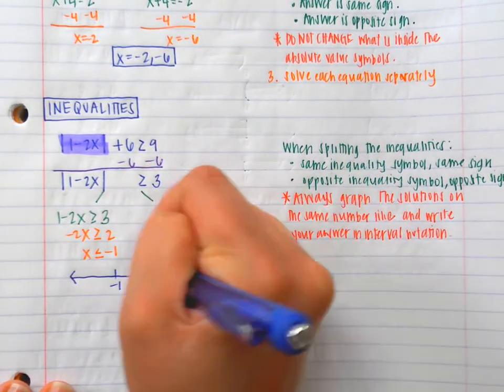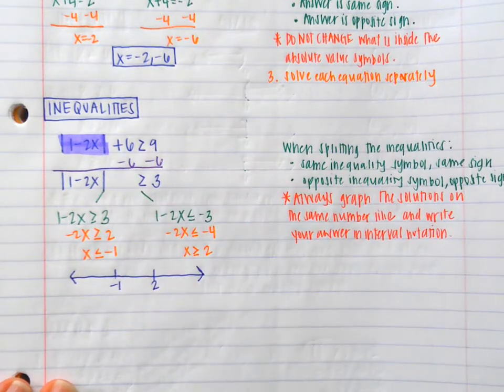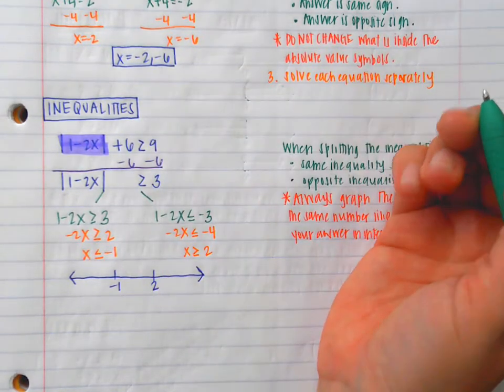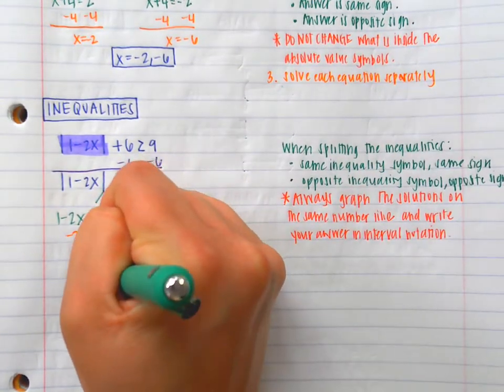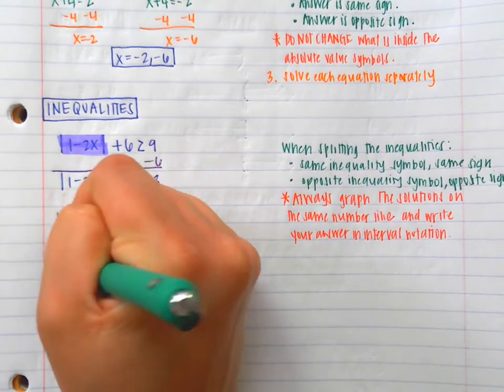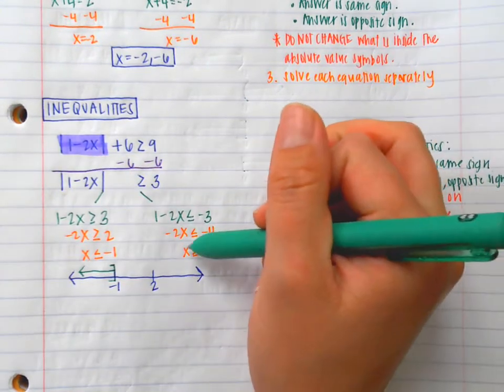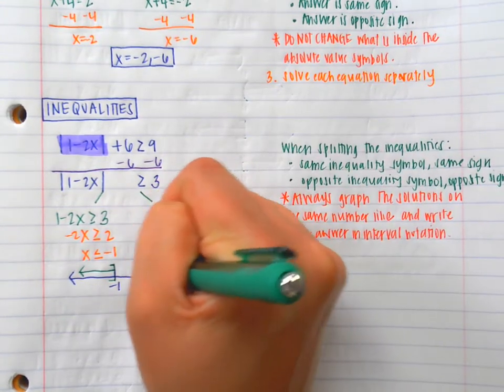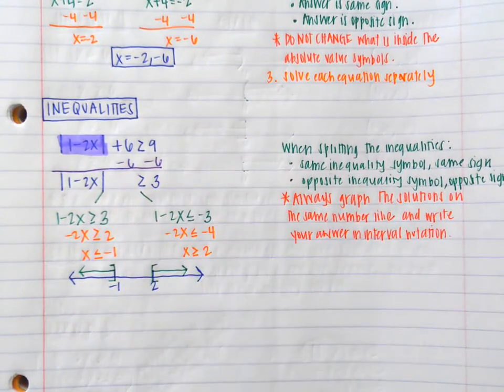So we have negative 1 and 2. We're putting it on the same number line. So when I graph that, we know x is less than or equal to negative 1, so that's going to be a bracket going in the negative direction. And then we have x is greater than or equal to 2, so it's a bracket going in the positive direction.